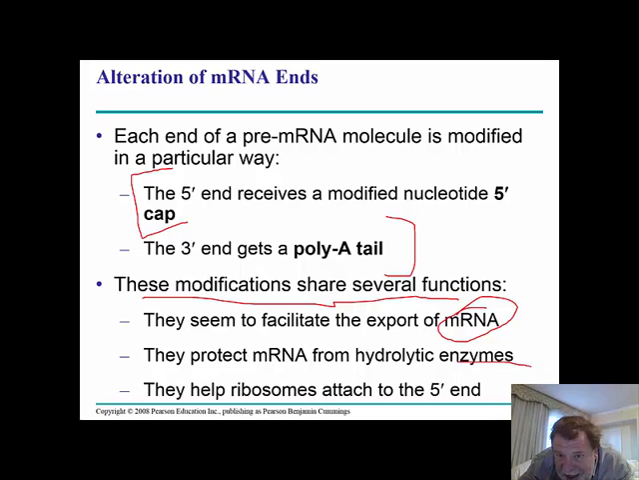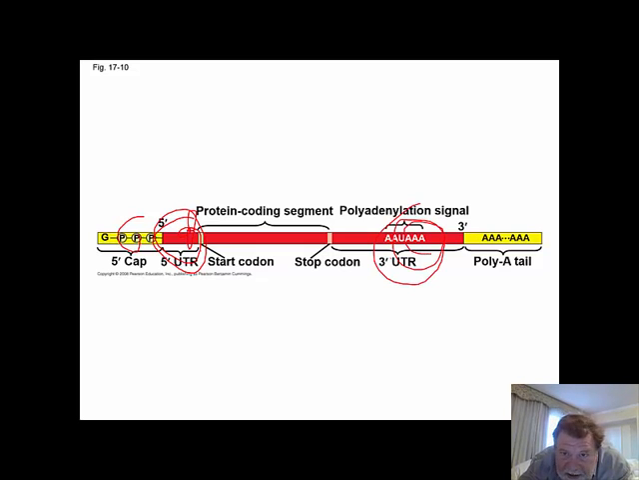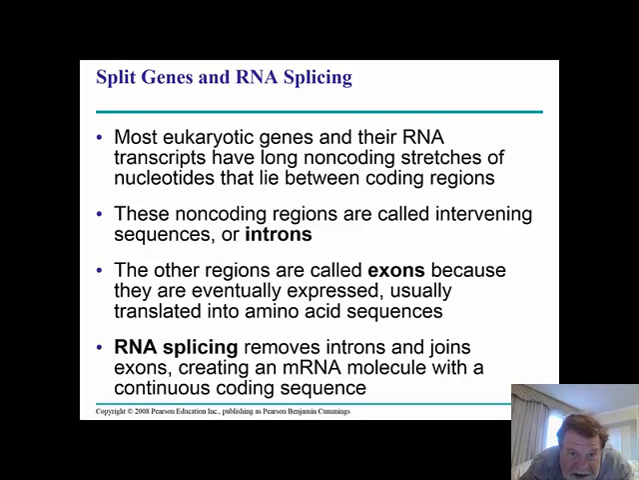Anytime we have RNA just out in the cell, the cell will say, well, this is not from the nucleus, and we're going to break it down. They also help ribosomes attach to the 5' end. So typically what we would have is that 5' cap, then the 5' untranslated region, which is where the ribosome is going to bind. We have our start codon, stop codon, and then we have a polyadenylation signal and a poly A tail and the stop signal.